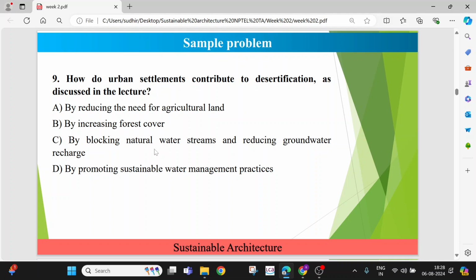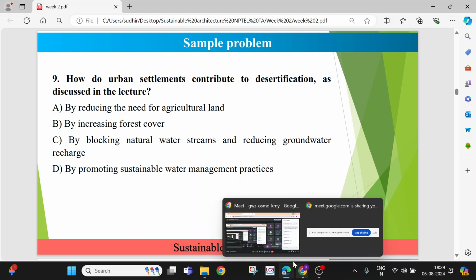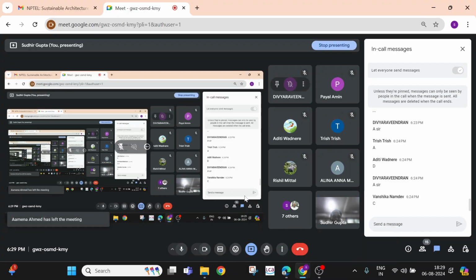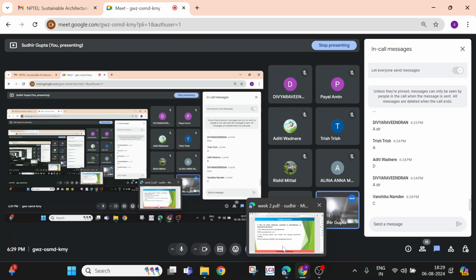So overall, these urban settlements block the natural water streams and reduce groundwater recharge, which at the end leads to desertification or loss of vegetation for that particular location. So out of these four options, option C will be the most suitable for this question. Is it fine now? Yes, sir. So all of you are now agreeing with option C. Then we can move to the next question.